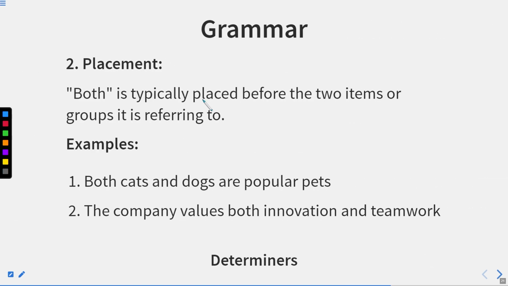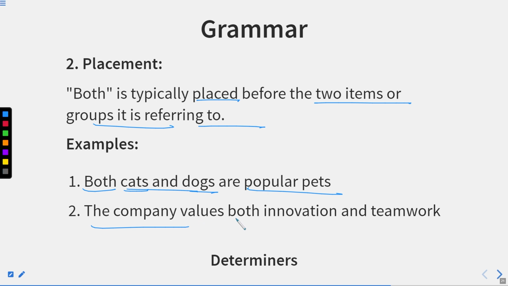Placement: both is typically placed before the two items or groups that it is referring to. Now this is again very important. The position of both is just before the two words or two items or two entities or two groups or two people whom we are talking about. Both cats and dogs are popular pets. So cats and dogs, these are two words which we are talking about, and we are using the word both.